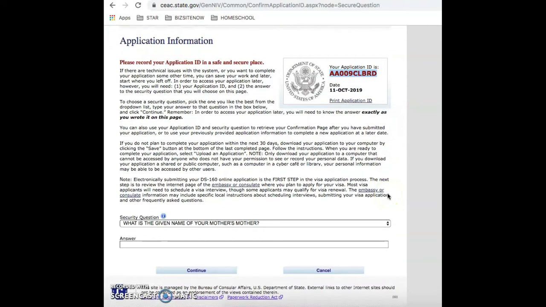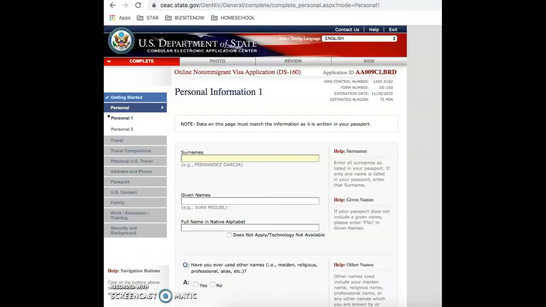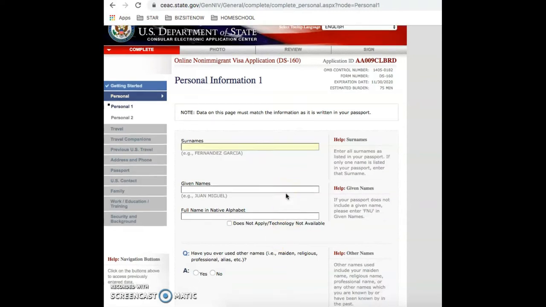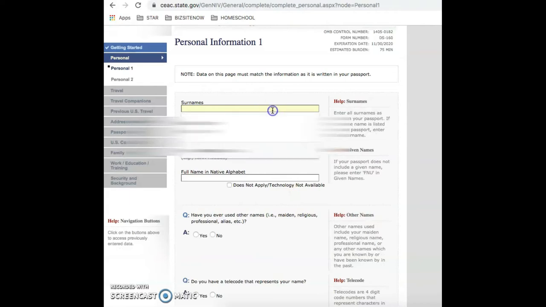And then there's a security question. What is the given name of your mother's mother? So I will write it. And then you just click continue afterwards. So I click already continue. Lalabas na yung personal information page. So just put your surname.